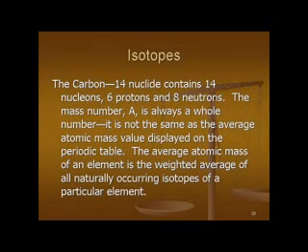Continuing on with the use of these terms, the carbon-14 nuclide contains 14 nucleons, 6 protons, and 8 neutrons. The mass number, A, is always a whole number. It is not the same as the average atomic mass displayed on the periodic table. The average atomic mass of an element is the weighted average of all naturally occurring isotopes of a particular element, and we'll learn how to calculate that before the podcast is done.